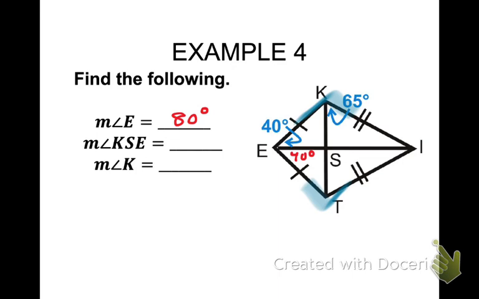Angle KSE is this angle right here, which since it's perpendicular, that's going to be 90 degrees. So if this is 90 degrees, how can I find that angle right there? Well, I have a 90 and I have 40, so that tells me that part of the triangle's got to be 50 to add up to 180. So all of K would be 50 plus 65, so 115 degrees.